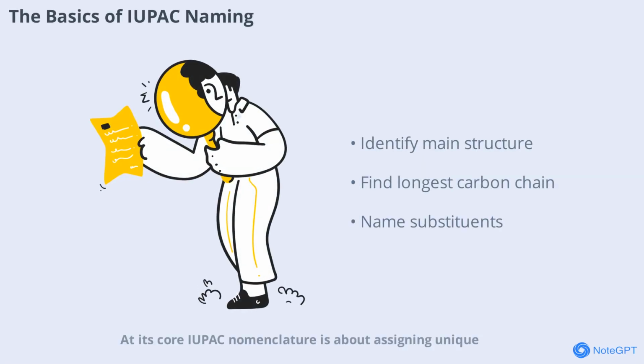At its core, IUPAC nomenclature is about assigning unique systematic names to chemical compounds. The process involves identifying the main structure, determining the longest carbon chain, and then naming substituents and functional groups according to specific rules. By following these steps, chemists can construct names that precisely describe the structure of a molecule. In the next scenes, we'll break down each part of the naming process, starting with the parent chain.